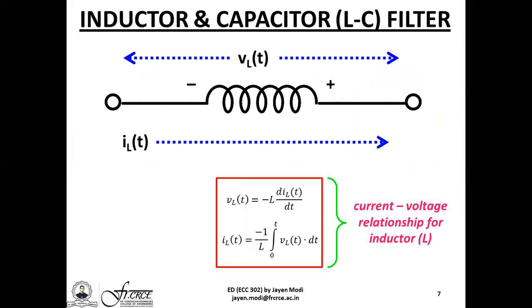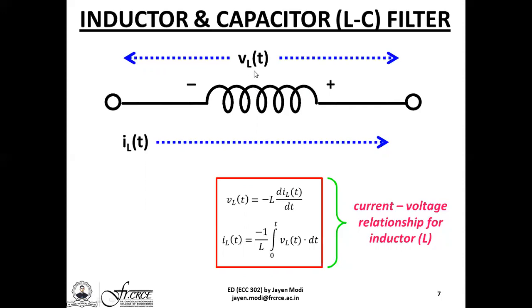Just revising the basic properties of the inductor as well as the capacitor, you have the inductor coil as shown with multiple windings or with multiple turns. VL of t is simply the voltage across the inductor, while IL of t is nothing but the current that is passing through the inductor. Just from the point of view of notations, both are functions with respect to time.